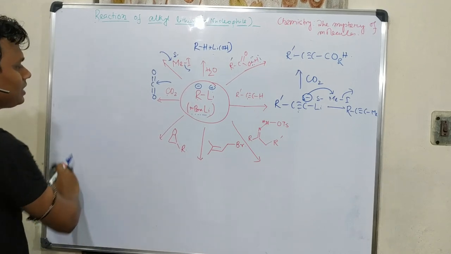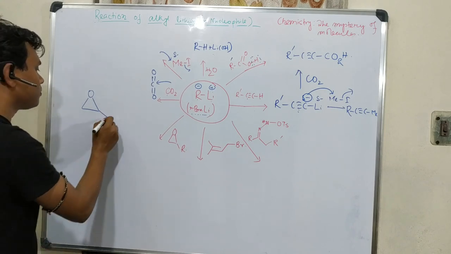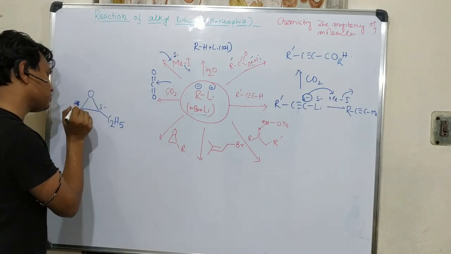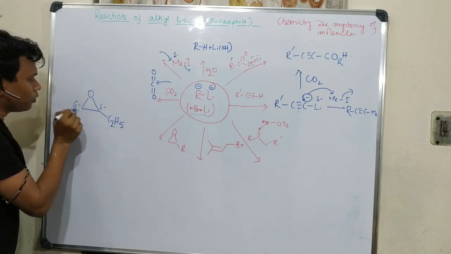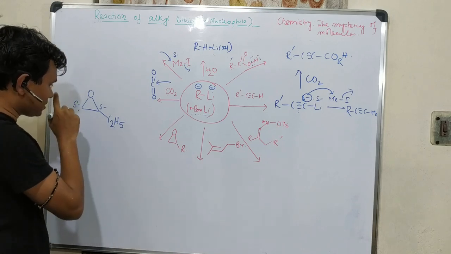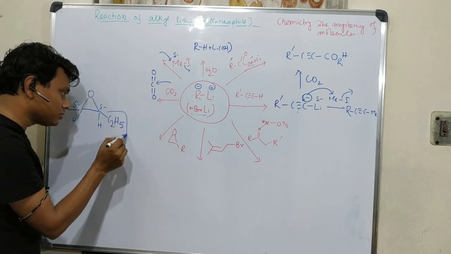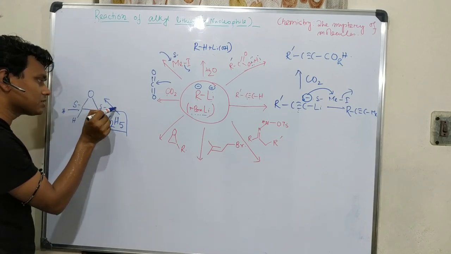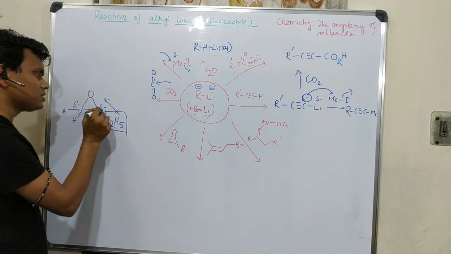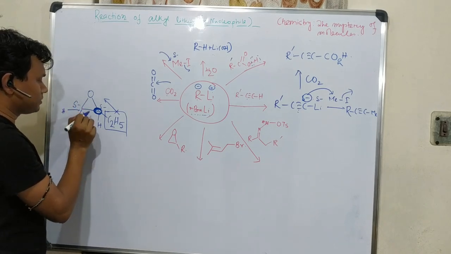Now the question is, where will the nucleophile attack the epoxide? For example, let's take 1,2-epoxybutane. This center is electron deficient, and this center is electron deficient. Which is more electron deficient? This center is more electron deficient. Why? Because this carbon is attached with 2 hydrogens, while the other has 1 hydrogen but is attached with the ethyl group, which can push electron density to neutralize the electron deficiency of that carbon center. Consequently, positive charge density is less there and negative charge density is more. So one point is that the nucleophile will attack here first.